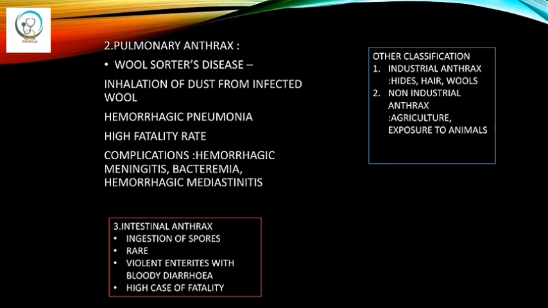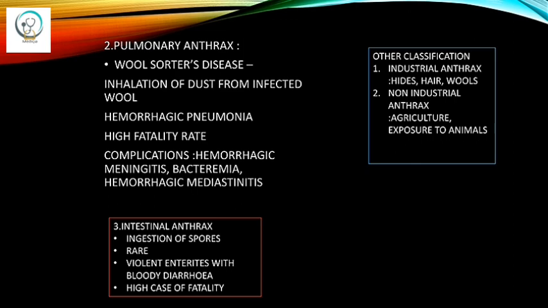And the third is intestinal anthrax. The ingestion of spores through meat is the cause of intestinal anthrax. It is rare, but violent enteritis with bloody diarrhea is the clinical feature. It has a high case fatality.